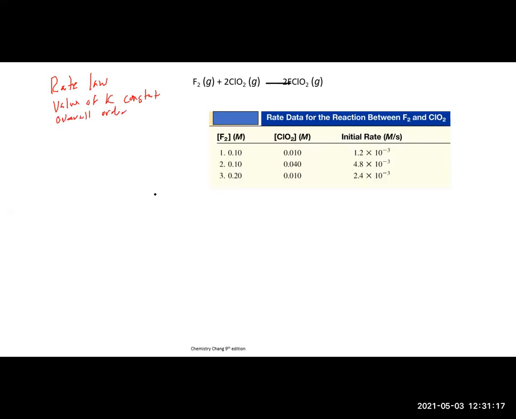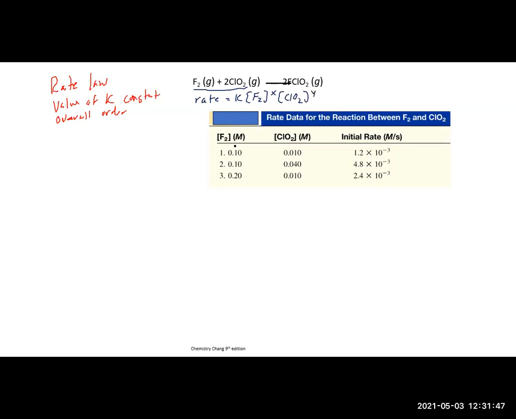So let's take a look and just make sure everybody's on the same page. Like I said, this is very typical information that you're given in kinetics problems. So we could look at the equation and come up with our rate law. Again, the rate is equal to K times [F2] to the X and [ClO2] to the Y. Again, you could write any letters you like, but we'll use X and Y.